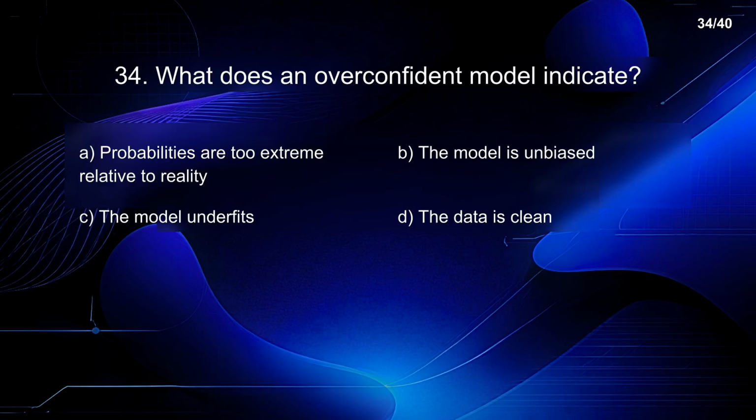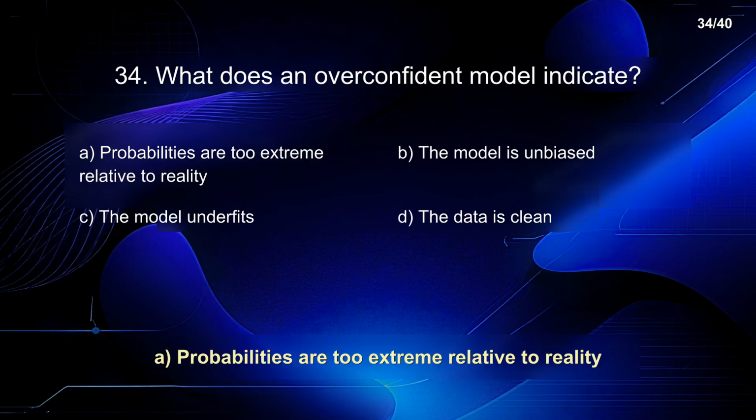34th question. What does an overconfident model indicate? A. Probabilities are too extreme relative to reality. B. The model is unbiased. C. The model underfits. D. The data is clean. Correct answer is A. Probabilities are too extreme relative to reality.